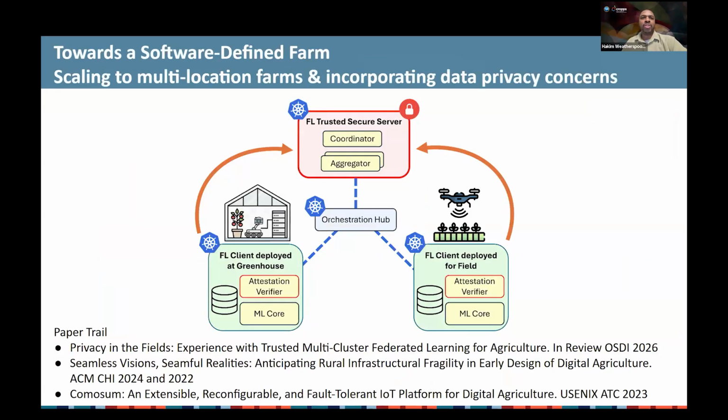What excites us most is that this design generalizes. We can deploy the same approach in a greenhouse today and extend it to field settings and multi-location agricultural systems tomorrow. That is why we describe this as moving toward a software-defined farm. Agricultural infrastructure that can be monitored, updated, coordinated, and controlled through integrated computation and networking.